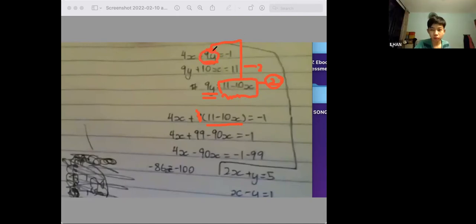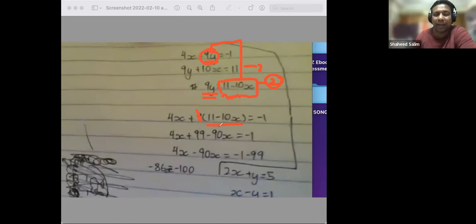You get it? Wow. Yeah. So there's no 9y. So you remove the bracket: 4x plus 11 minus 10x equals to -1. You try to proceed from here, you will get it. You know what to do.